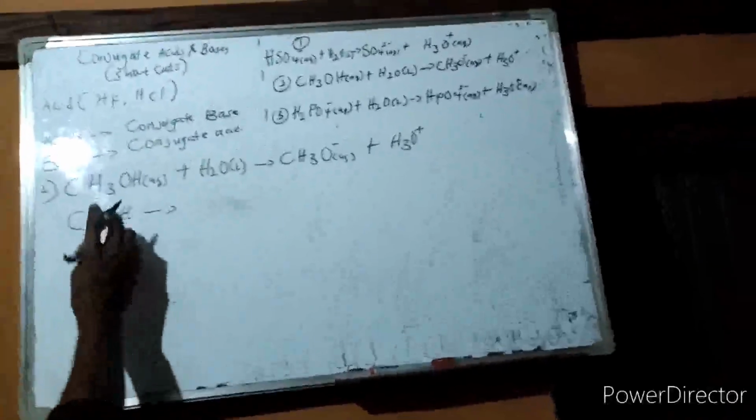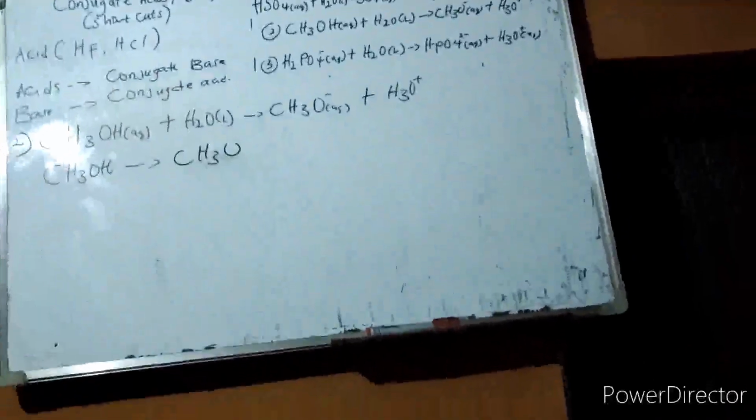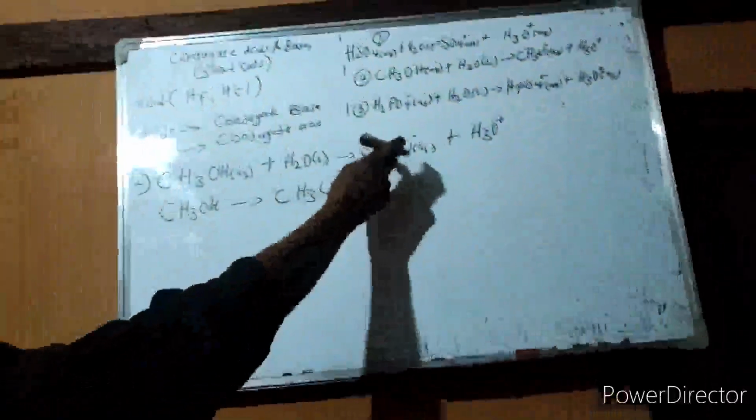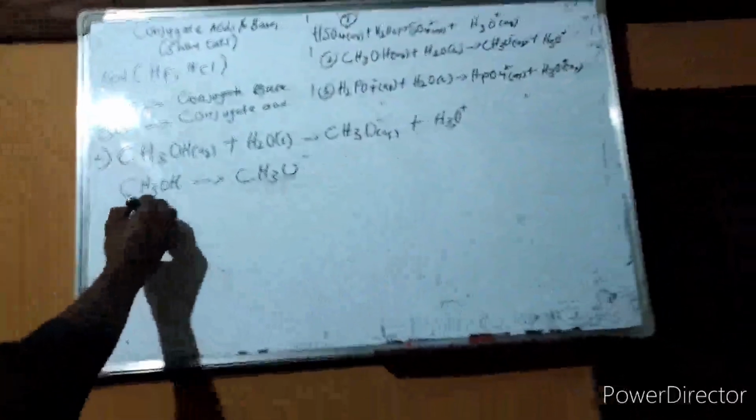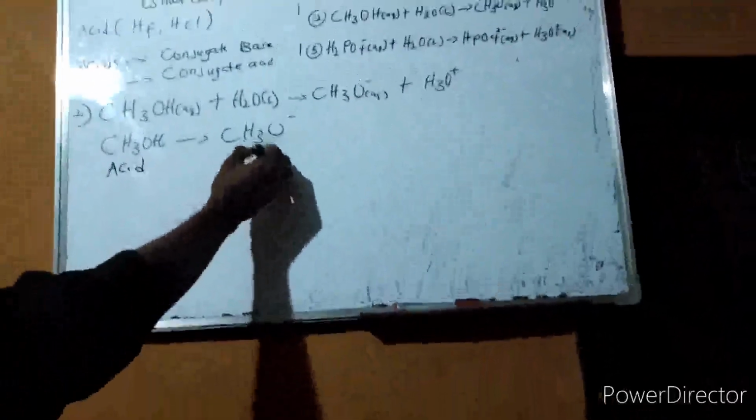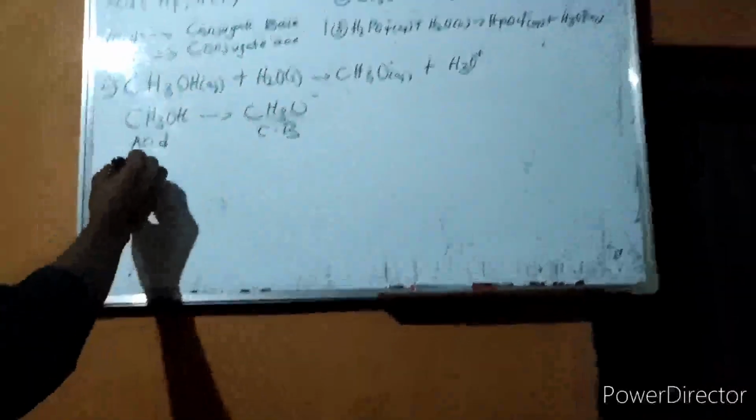So when you remove hydrogen from the functional group, you now have CH3O. Then after that, what do you do? You add a negative sign as the power. That's the main reason you are seeing it this way. So this is the acid, and this is the what? The conjugate what? Base.